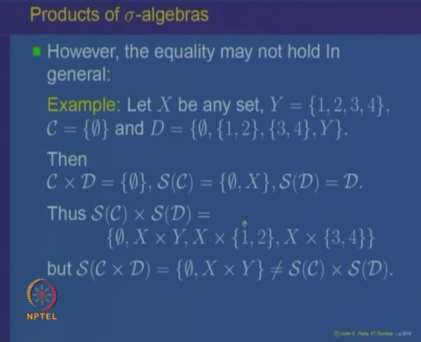So, in general we cannot expect that if you take 2 classes of subsets, C a collection of subsets of X and D a collection of subsets of Y, and we take the rectangles formed by taking elements from C and D, that is the sets denoted by C cross D, and then we generate the sigma algebra out of this collection, that sigma algebra S of C cross D may not always be equal to the sigma algebra generated by C times the sigma algebra generated by D. However, we would like to find some conditions under which we can ensure these two are equal, and that is going to be our next theorem.